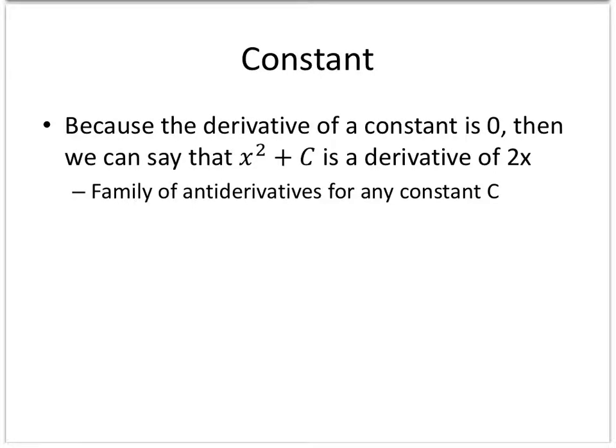And so what we do is we just say that x squared plus c is an antiderivative of 2x, and we call this a family of all the antiderivatives for any constant c, because it doesn't matter what that constant is, since when we take the derivative of it, it's going to be 0 anyway.